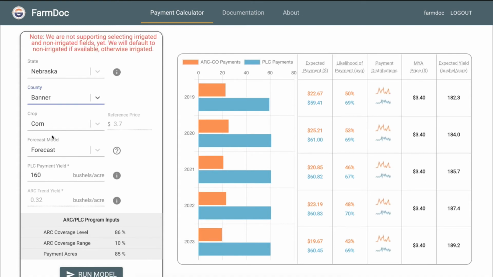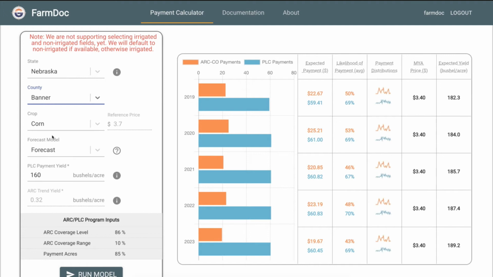Remember, this year you signed up for SCO, have not made your final decision on ARC or PLC, and what you decided for SCO will not limit you to ARC or PLC.